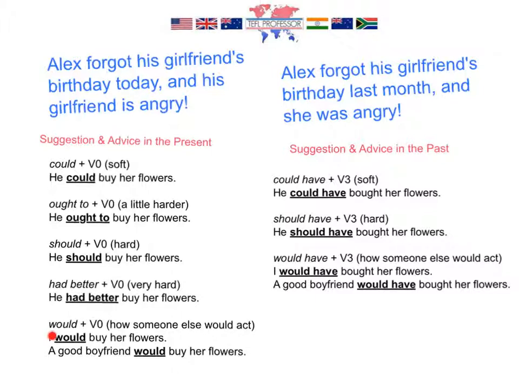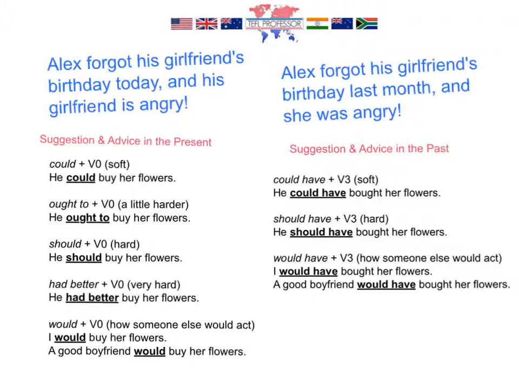Another way we could say this is if we use would. And this is talking about how someone else would act. So, I would buy her flowers, or a good boyfriend would buy her flowers. We can use almost any subject in this particular case to show what someone else would do if they were in Alex's position. So we would just put subject, and then would, and then verb.